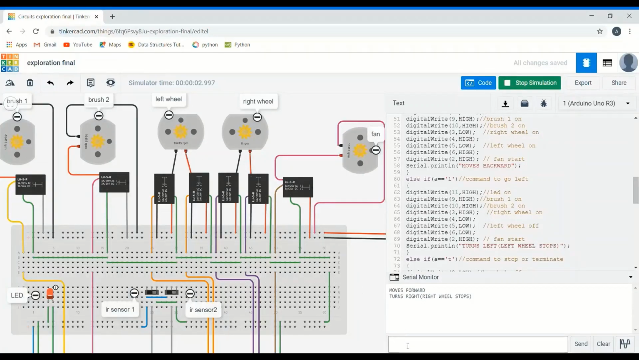When I give the command L, it means that the system should now turn left. That is, the left wheel stops and the right wheel continues. When I give the command B, it means that the system should now move back. We can also observe that the LED is on throughout the process.